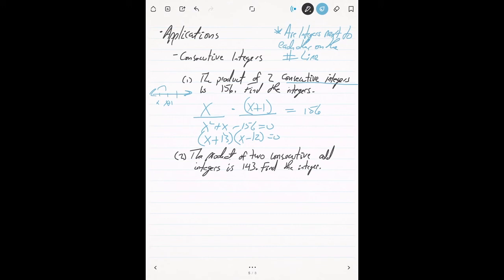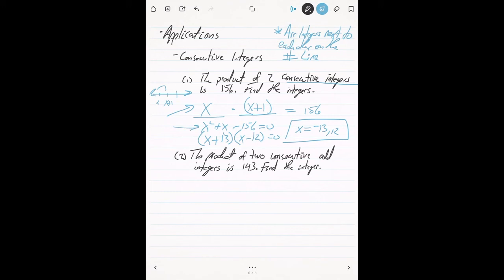So x plus 13 could be 0, and x minus 12 could be 0. So what could x be? To make this a 0, x would have to be negative 13. And to make this a 0, x would have to be 12. And there are solutions. We're using this idea of consecutive integers to set the problem up, and then once we have it set up, we know that to solve it, we want to get it into a quadratic equation set equal to 0. Try this idea for the next problem.